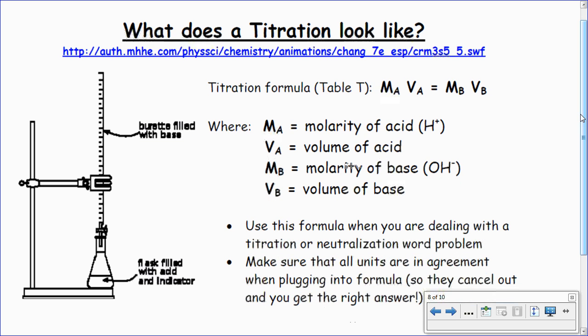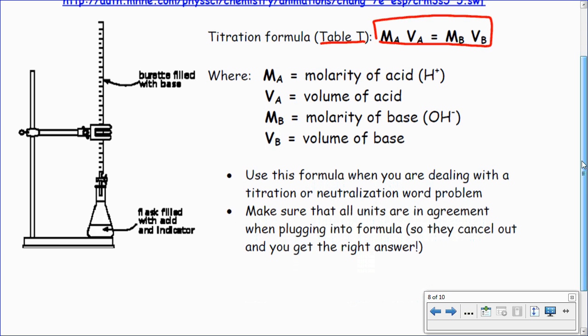There's a titration calculation from formula table T, and it goes MAVA equals MBVB. MA, molarity of the acid, VA, volume of acid, MB, molarity of base, VB, volume of base. So it's basically saying that when all is said and done, the molarity and the volume of the acid is going to equal the molarity and volume of the base, because that's how you get a neutralization reaction. They have to be equal to neutralize out at pH 7.